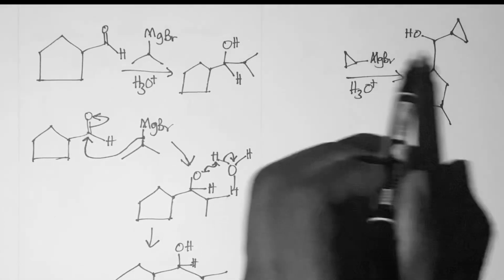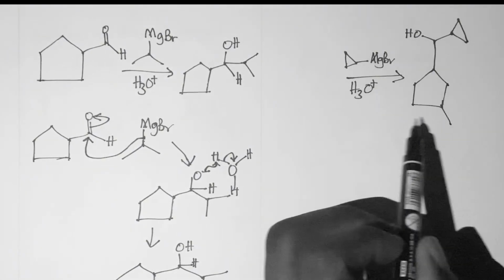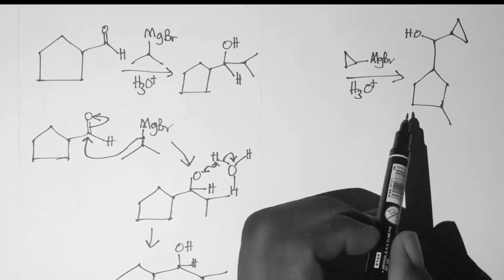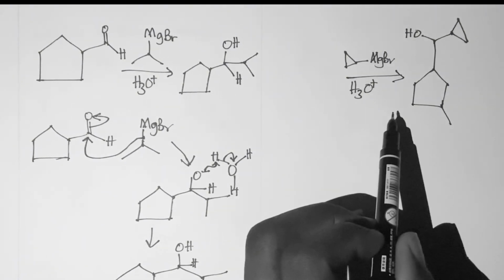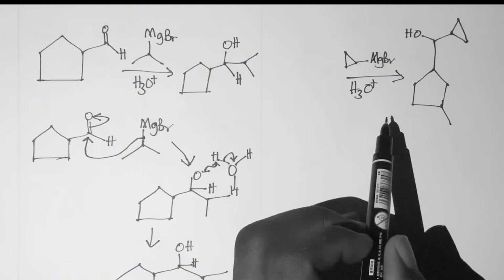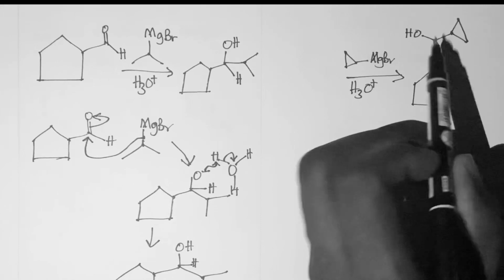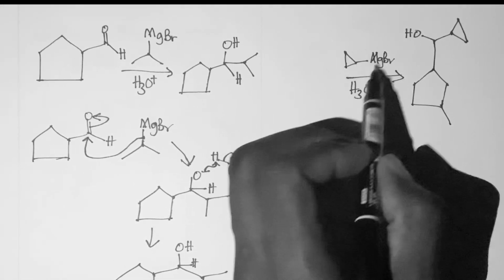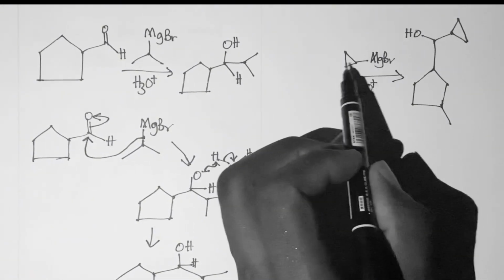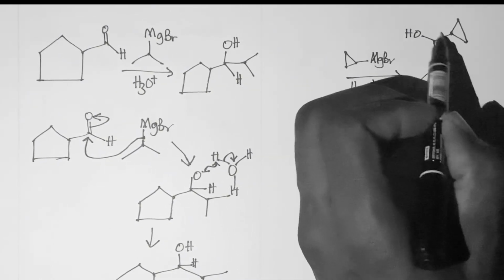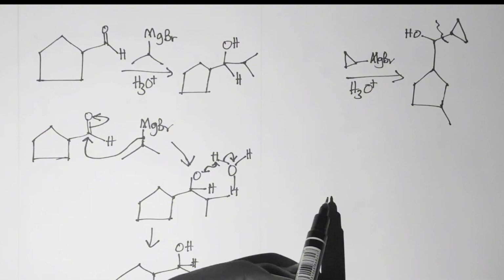So let's consider this reaction. In this reaction, we are supposed to work backwards. We have been given the final product, and then we are supposed to determine the starting material. So you see that this portion is the part coming from the Grignard reagent. If you look at this Grignard reagent, it's a cyclopropane attached to MgBr. So this is the part coming from the Grignard reagent.